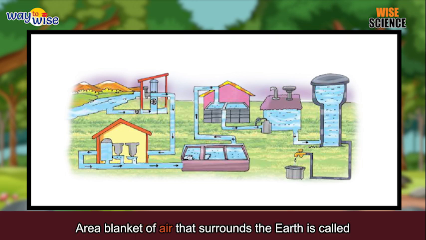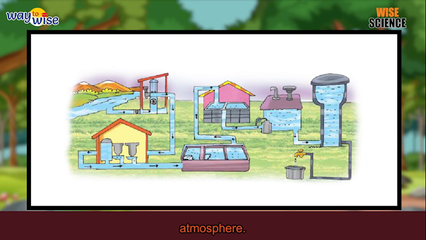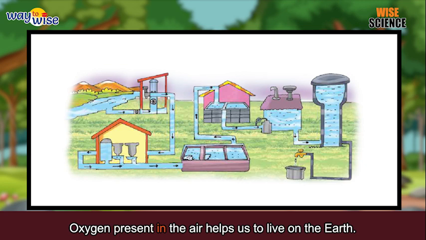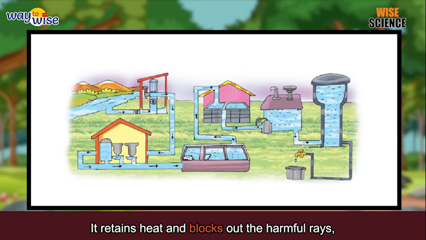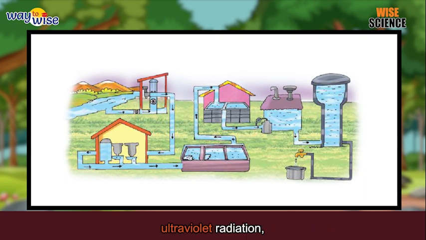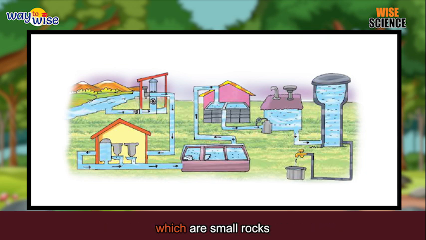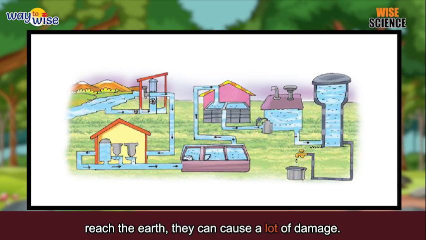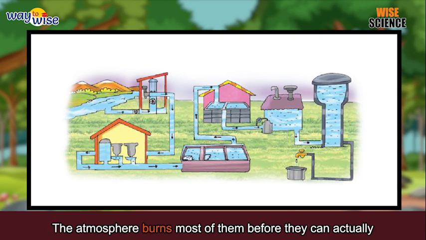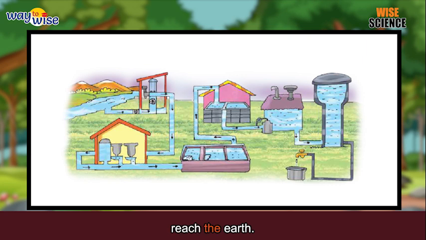A blanket of air that surrounds the earth is called atmosphere. Atmosphere is a mixture of gases. Oxygen present in the air helps us to live on the earth. It retains heat and blocks out the harmful rays, ultraviolet radiation, of the sun reaching the earth. The atmosphere also protects us from meteors, which are small rocks moving around in space. If the meteors reach the earth, they can cause a lot of damage. The atmosphere burns most of them before they can actually reach the earth.